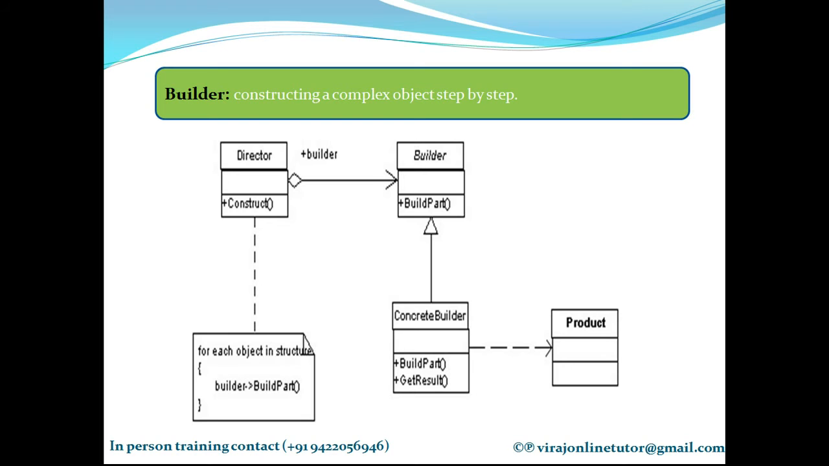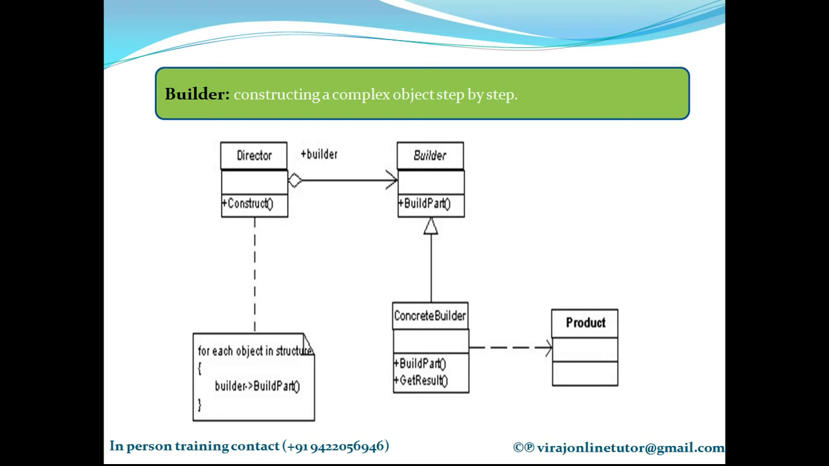That's why I'm saying for each object in a structure. So what are the different objects in the structure? The structure is a car for us. So each object in the structure is the window, the door, the mud flaps, the wheel. These are the different objects in this structure. So it's calling buildPart for each of the objects in the structure. So we are building the entire complex object in a series of small steps.